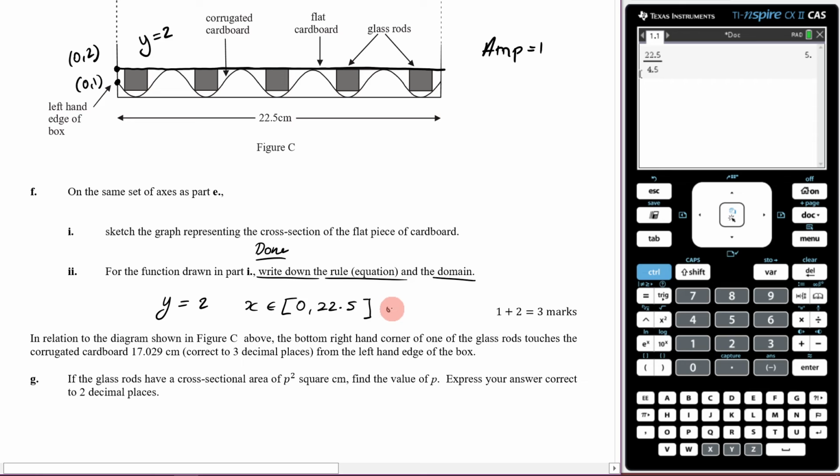The other way you could write this is 0 ≤ x ≤ 22.5. Either of those would be acceptable ways to write down the domain. But as long as you've got the rule and the domain, you're all good. So hopefully you found this part helpful, and I'll see you in the next part.